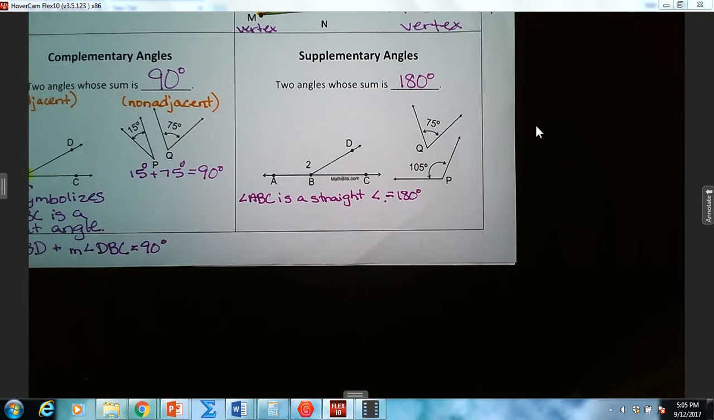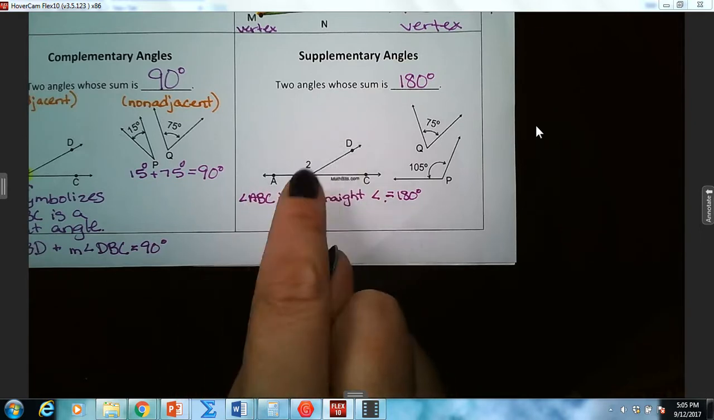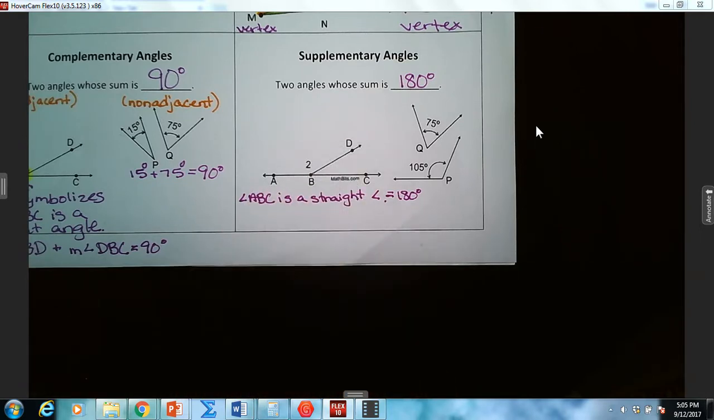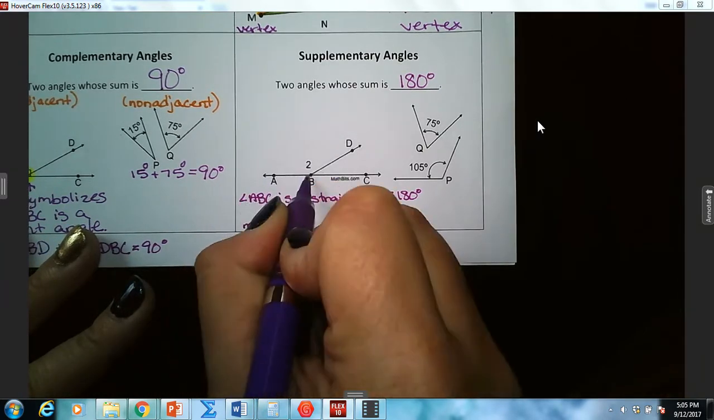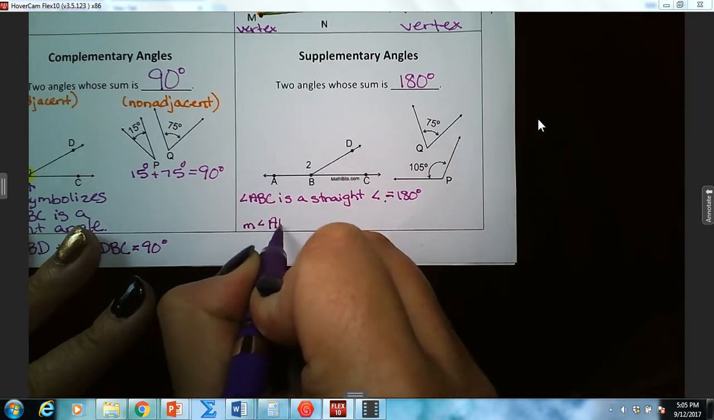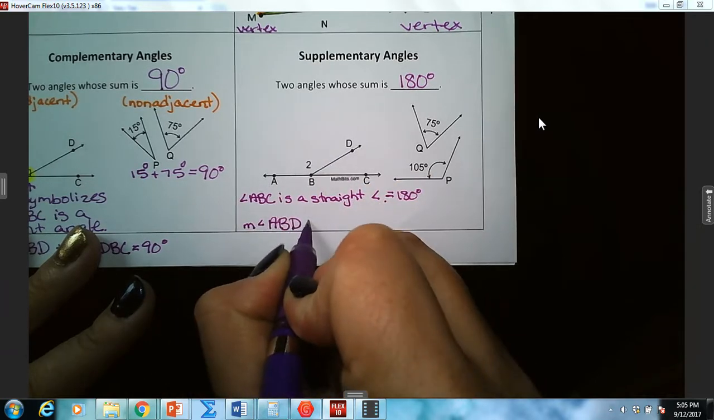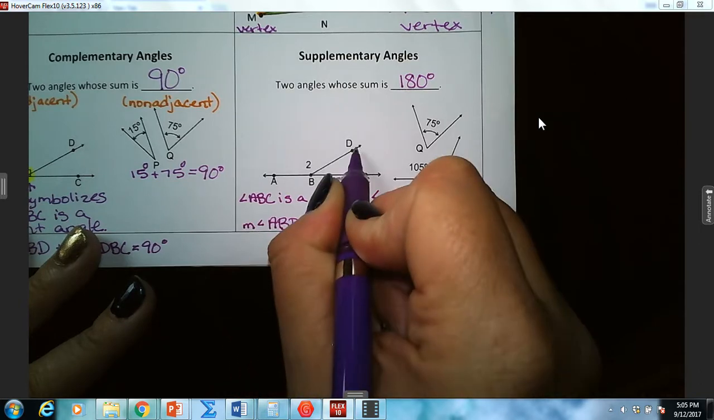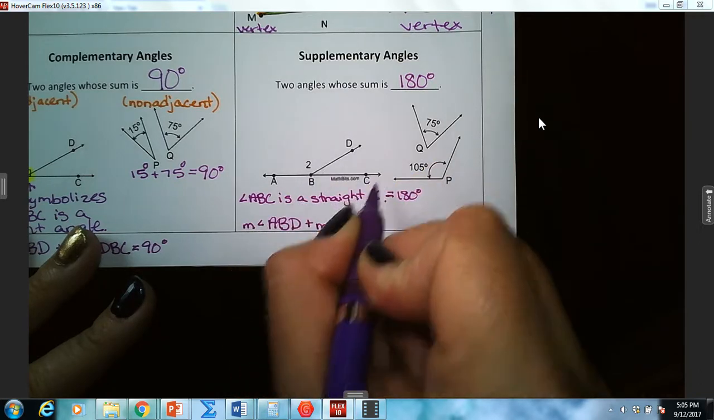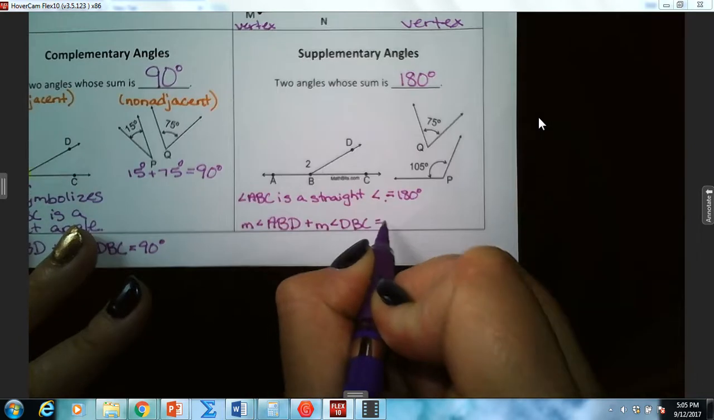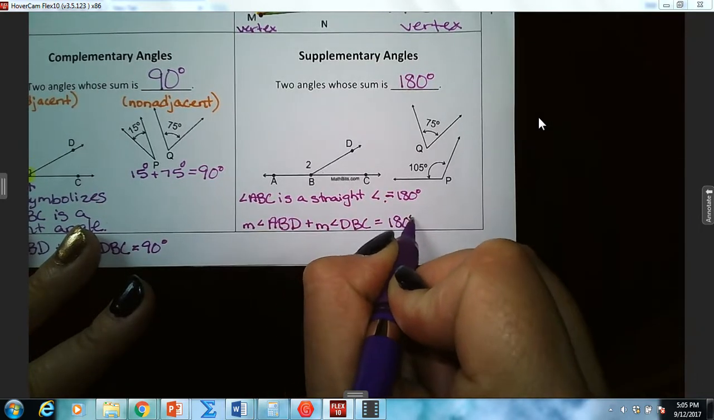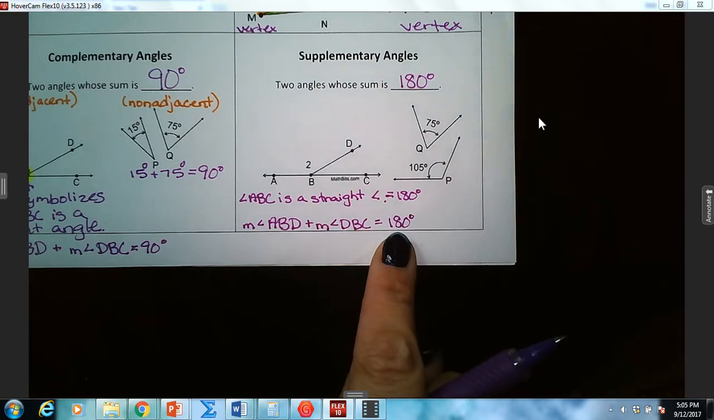So if you take the two angles that make up that straight angle, that would be the measure of angle ABD added to the measure of this second angle DBC. Add them together, and you're going to get that straight angle. You're going to get 180 degrees.